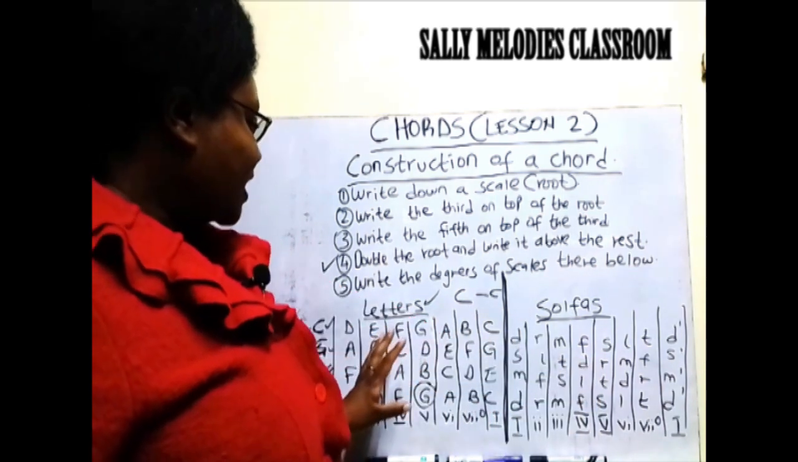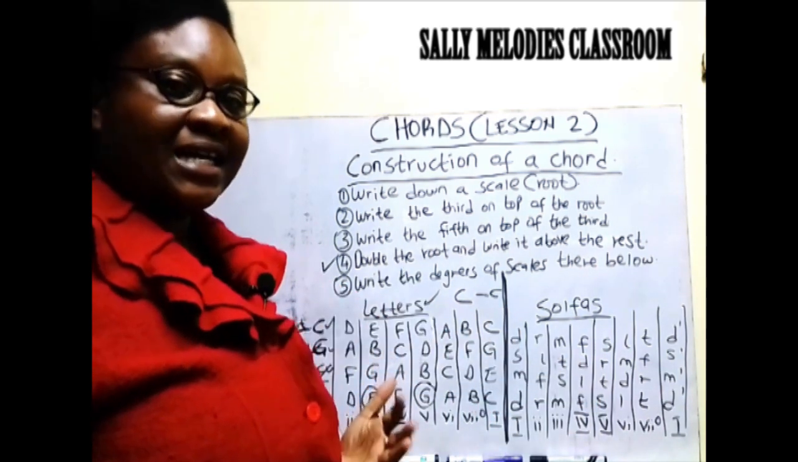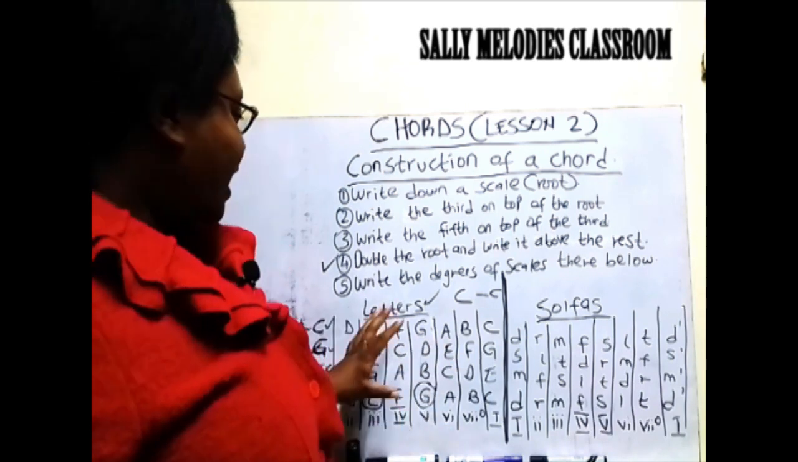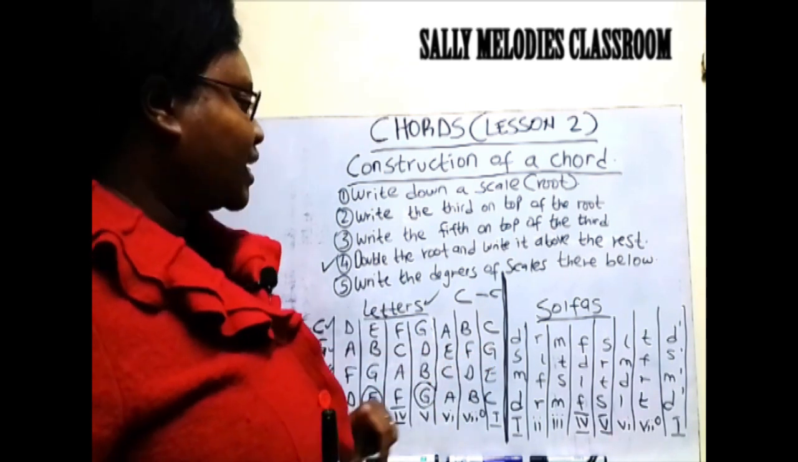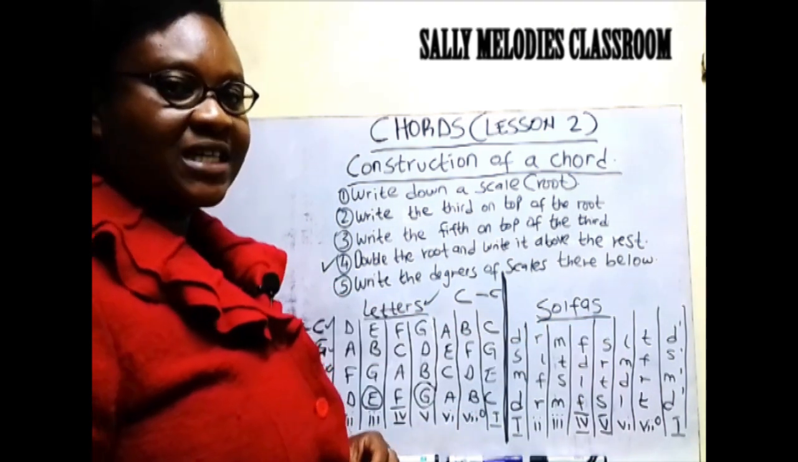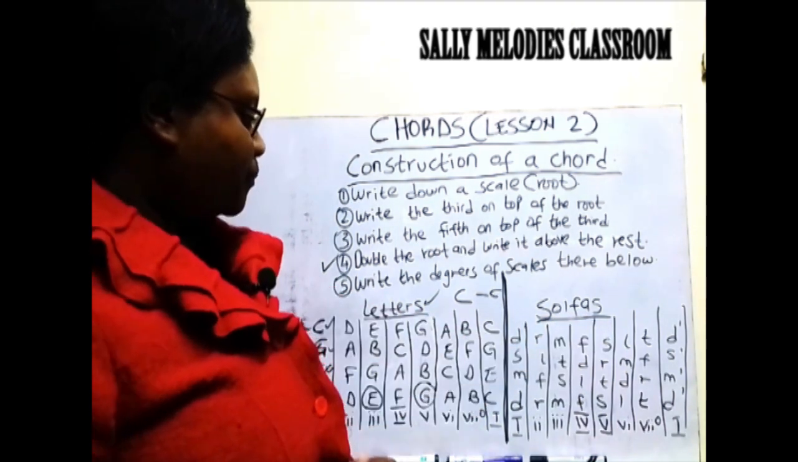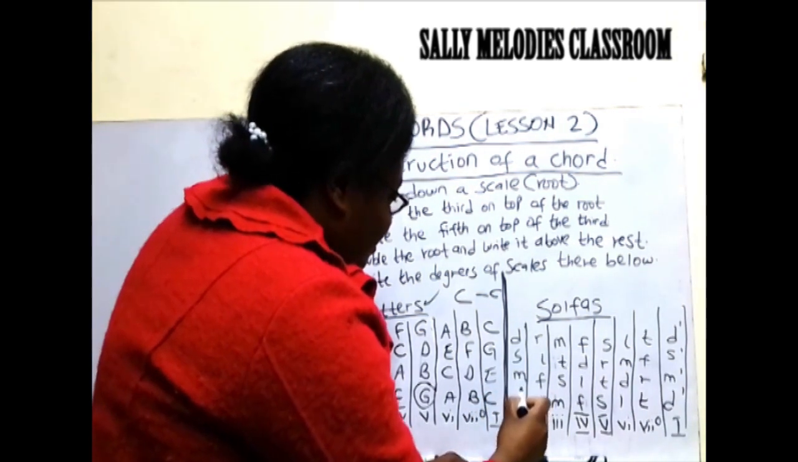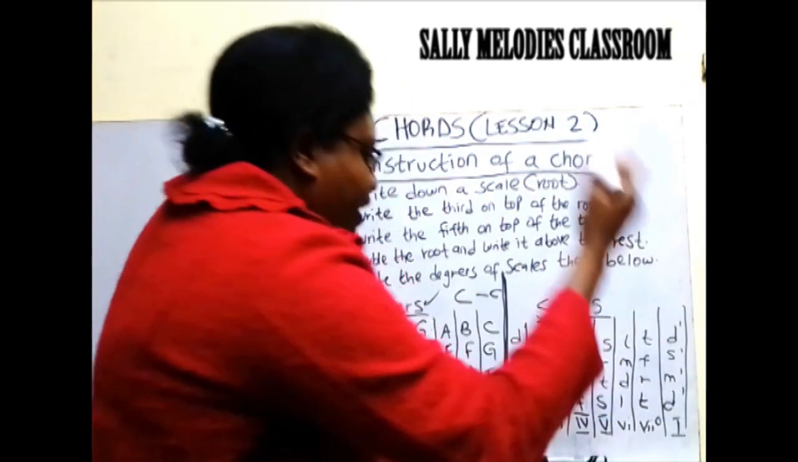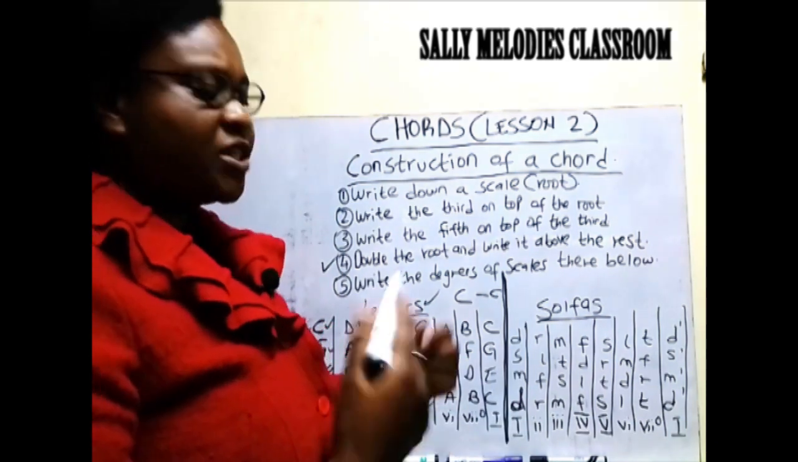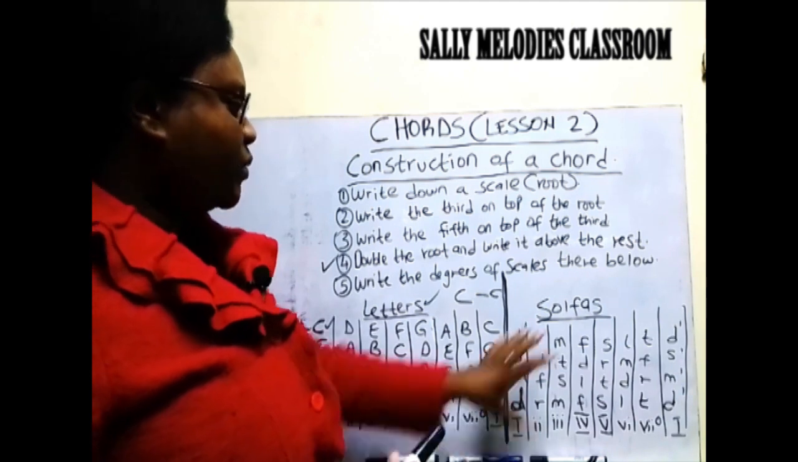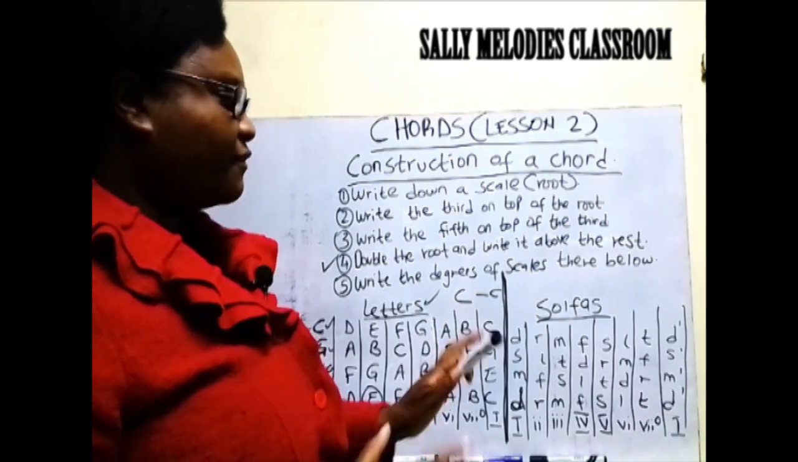But the letters are good because they will be guiding us on the scale that we are using. Now, let's forget about the letters and look at the solfas on that end. Now, I have taken my scale from do to the other do. I am assuming it is C or any other scale. When we come to solfas, I have not specified.